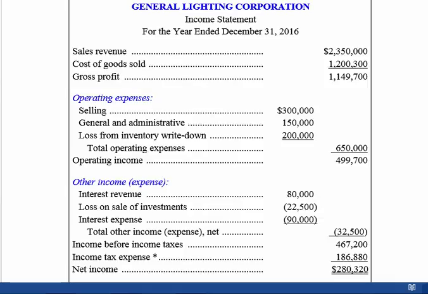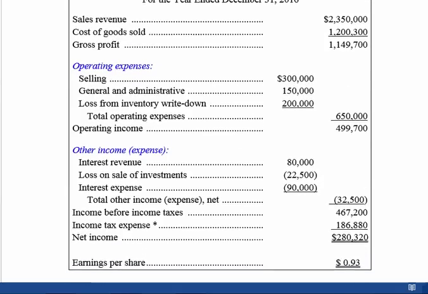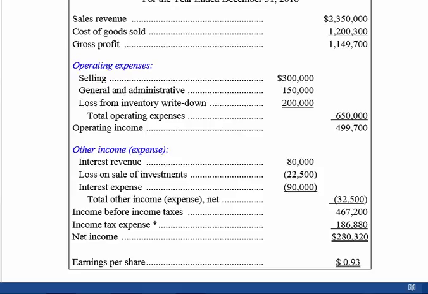They want earnings per share shown here as well. So again, we'll say $280,320, our net income, divided by the number of shares of common stock outstanding throughout 2016. It's 300,000. And again, we get the 93 cents earnings per share.